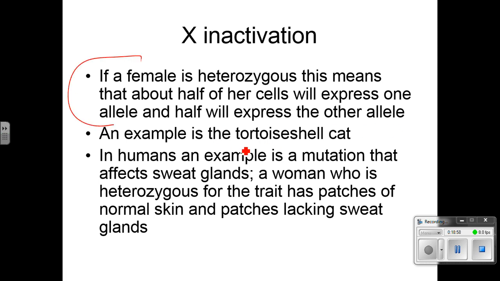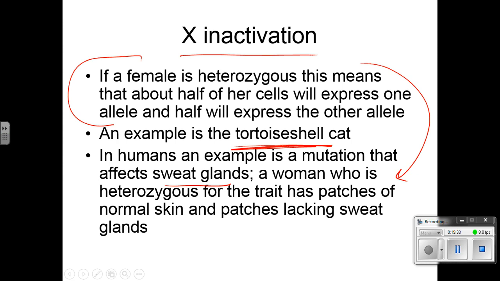The example is a tortoiseshell cat. Notice the patchwork pattern to the tortoiseshell. It's because some of the cells are expressing one allele and some are expressing another allele. In humans, an example is a mutation that affects sweat glands. A woman who is heterozygous for the trait has patches of normal skin and patches lacking sweat glands. X inactivation in this form is really much rarer in females. There's not a lot of things that will come out as a mosaic like that, but calico cats are another example, tortoiseshell and calico cats.